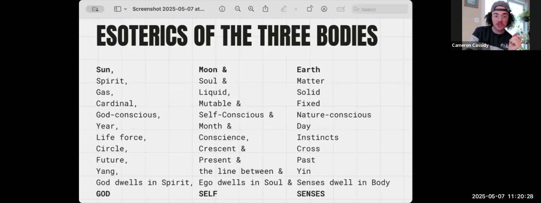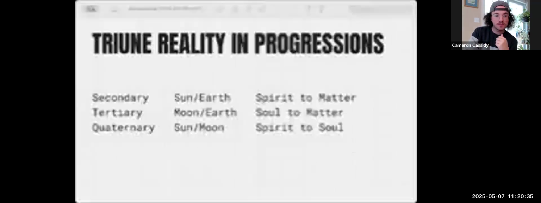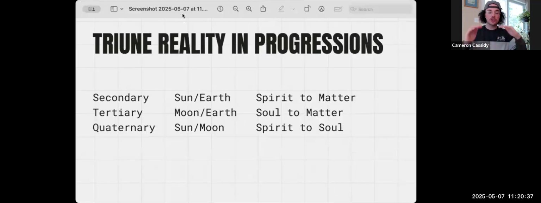Now, you may be asking yourself, all right, what does this have to do with progressions? Well, here's the breakdown. So these triune relationships map onto each of the progressive scales. So secondary maps a day to a year, which is the sun's timing cycle with the earth's timing cycle. So it maps spirit into matter. Whereas the tertiary scale maps a day to a month, which is the earth to the moon. Okay, this maps soul into matter.